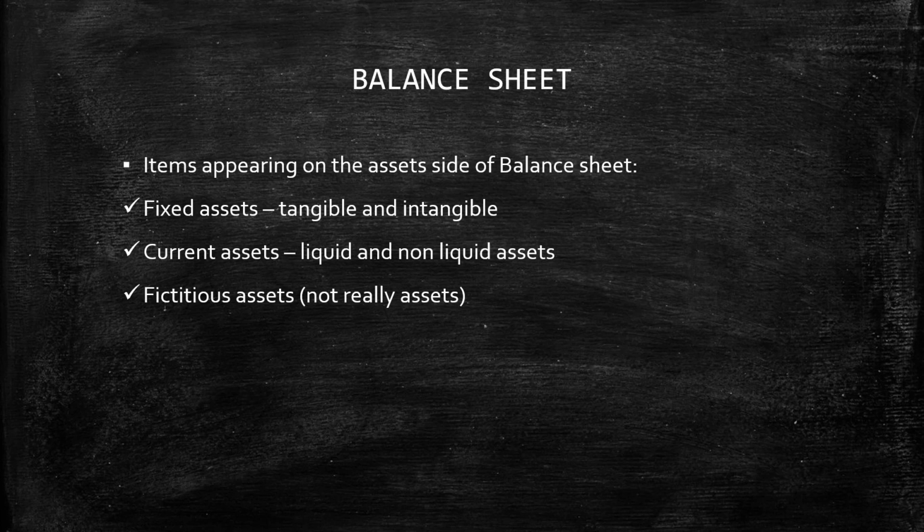And the next one is current assets. It includes both liquid and non-liquid assets. Liquid assets are assets which can be easily convertible into cash. For example, cash, your bank balance, then debtors. You can easily convert your debtors into cash once they pay your bills. What are non-liquid assets? Assets which cannot be easily converted into cash. I mean, you can convert them into cash, but it will take a lot of time. Those are called non-liquid assets.